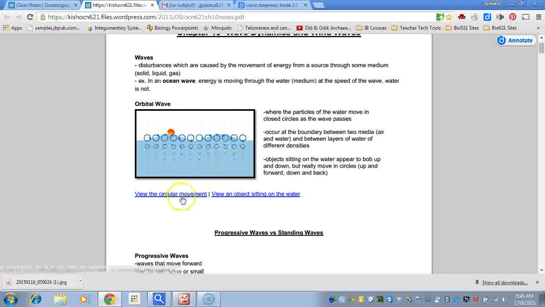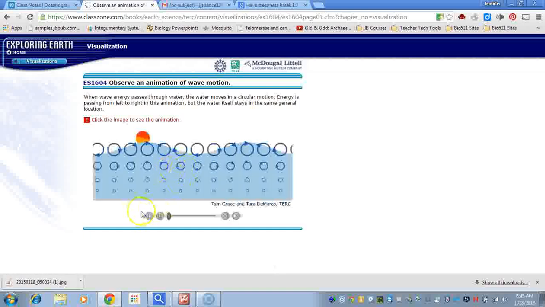Now, I'll show you a couple of little animations. This one is showing the orbital movements of particles as the energy passes through them. So the water particles don't really move, although to our eyes it looks like the water's always moving and coming in. It's the energy that's passing through the water particles that's actually moving.